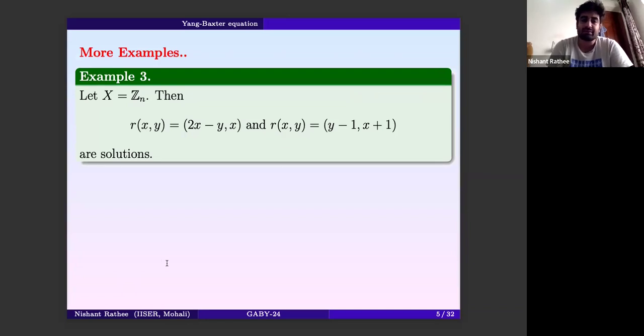Let's see some more examples. Suppose you have a cyclic group of order n, then you can define R(x,y) to be of this form: R(x,y) going to (2x minus y, x), and R(x,y) equal to (y minus x, x plus 1). So this will again form a solution.